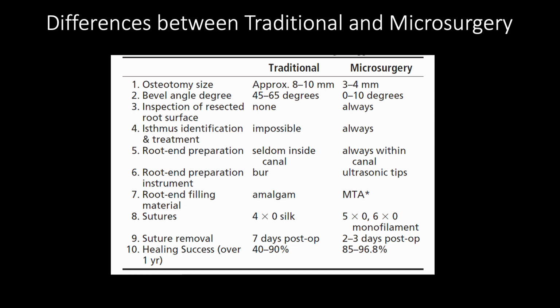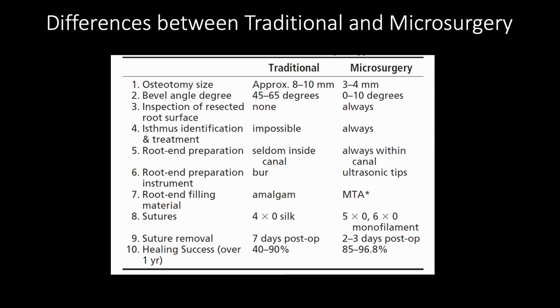Now, when we talk about surgery, there is traditional endosurgery and there is microsurgery. Microsurgery basically involves the use of a microscope for assisting a surgical procedure. Now, what are the differences between traditional and microsurgery? The osteotomy site in traditional endosurgery is approximately 8 to 10 mm, whereas in microsurgery it is 3 to 4 mm. The bevel angle is about 45 degrees in traditional surgery, whereas it is only 0 to 10 degrees in microsurgery.